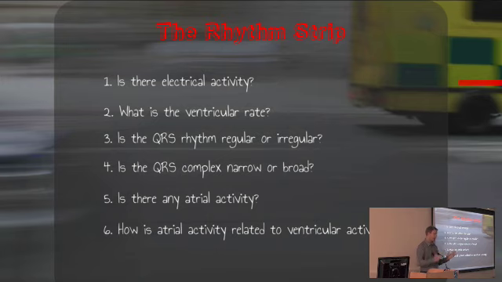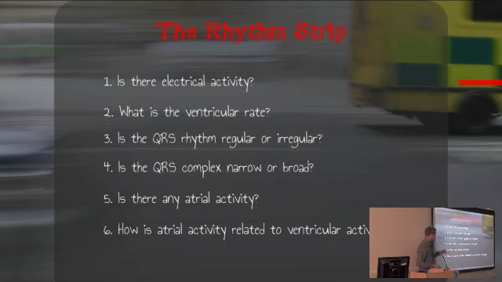So in a bradycardia, a broad complex might get you thinking about a complete heart block, for example. In a tachycardia, a narrow complex gets you thinking about an SVT or an atrial fibrillation, whereas a broad complex gets you thinking about a VT.